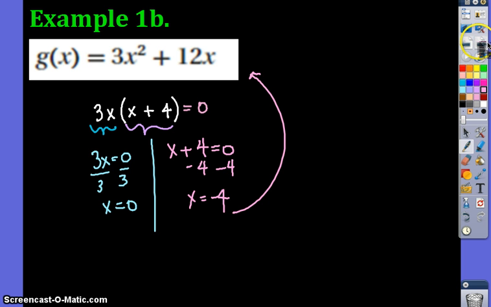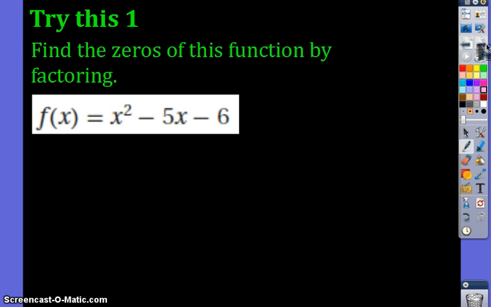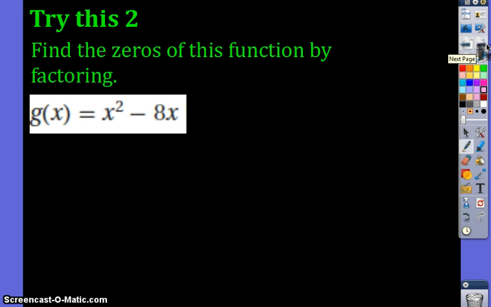All right, so why don't you guys do this problem and this problem, and then we're going to go ahead and stop it there.